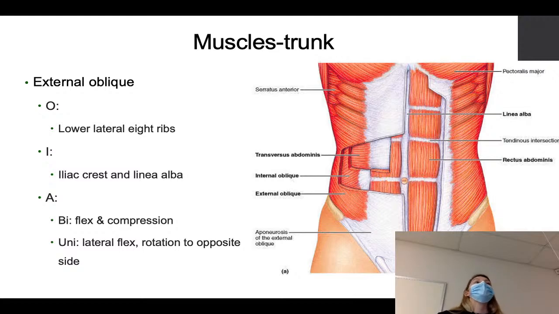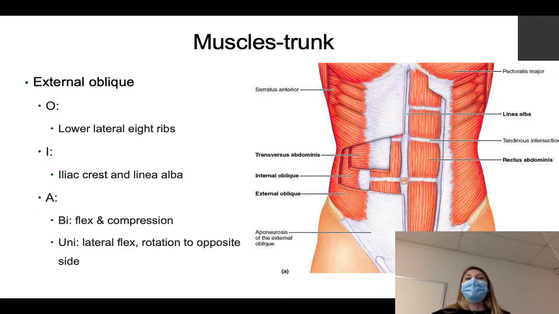First, we have external oblique. This is going to originate on the lower lateral 8 ribs. So the last 8 ribs on the outside, so again, we would just count. It's going to insert on the iliac crest, so the top of the hip, and what's called the linea alba. So linea means line, alba means white.